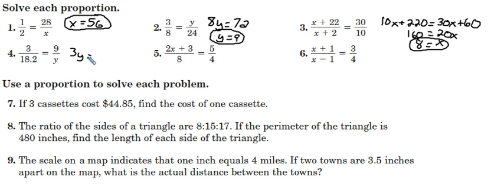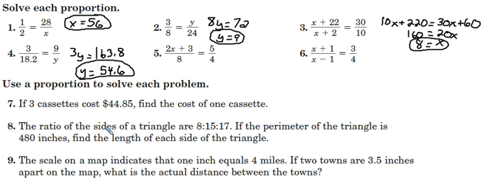For number 4, 3 times y will give us 3y. 9 times 18.2 will give us 163.8. And we simply solve 163.8 divided by 3. It's 54.6. Y equals 54.6. And you do similar for numbers 5 and 6. Cross multiply, solve the equation.